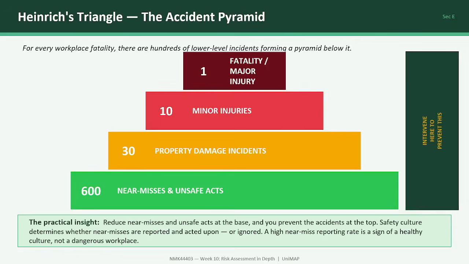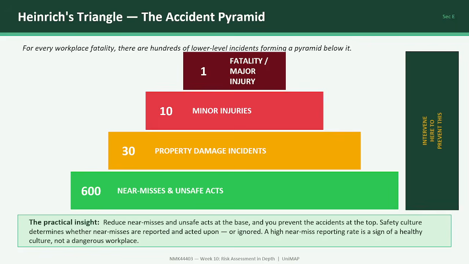Heinrich's triangle, also known as the accident pyramid, is one of the most influential models in occupational safety. Originally developed by Herbert Heinrich in the 1930s and refined through subsequent research, it describes the relationship between different levels of safety events. At the very top of the pyramid, one fatality or major injury.